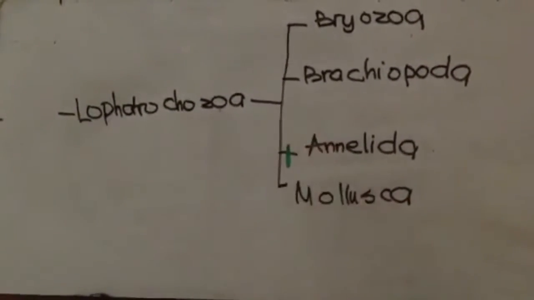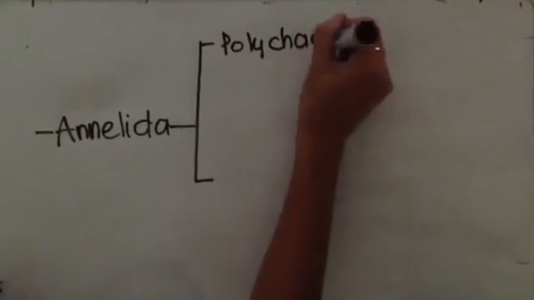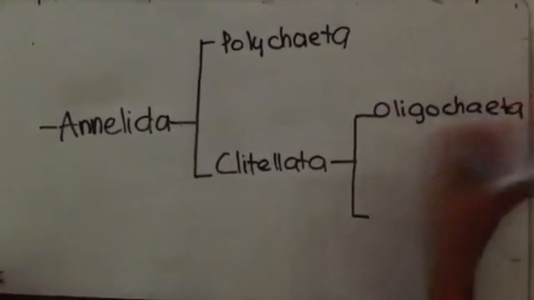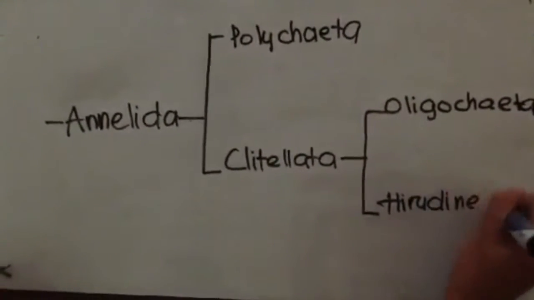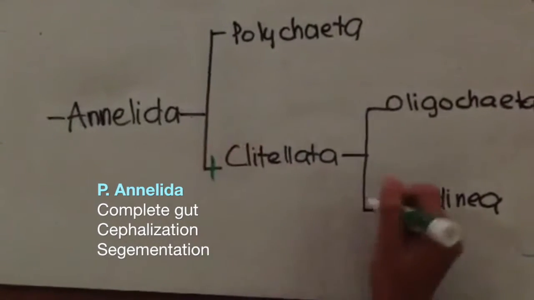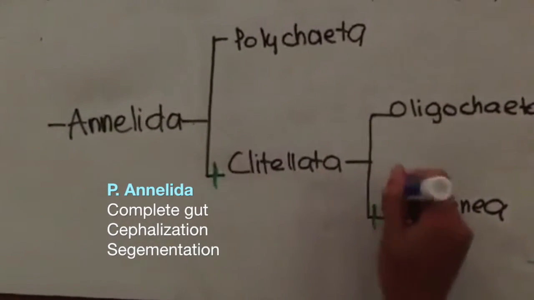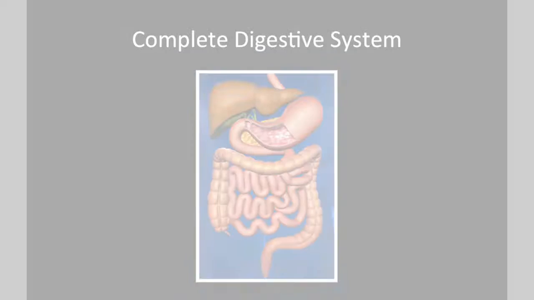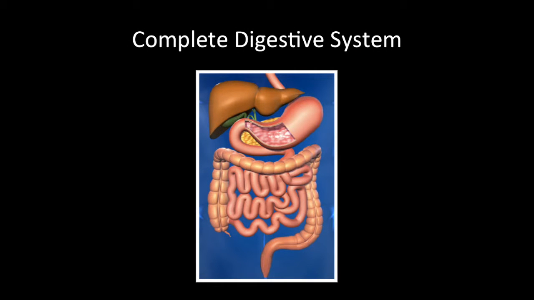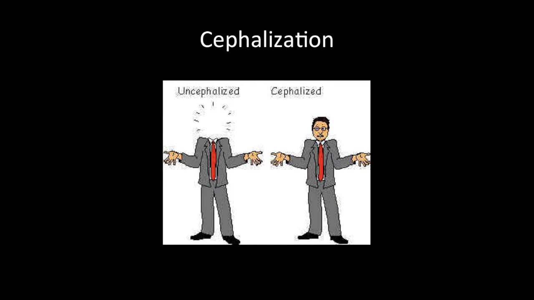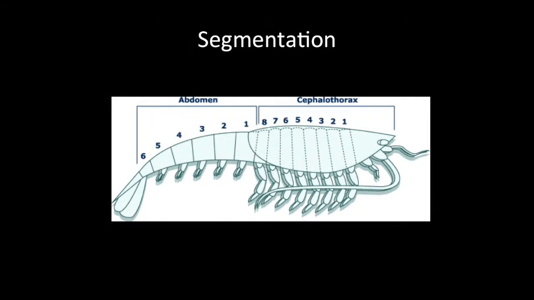The synapomorphies that distinguish Phylum Annelida are the complete gut, cephalization, and segmentation. The accumulation of these synapomorphies leads us to the class Hirudinea, which are leeches. A complete digestive system entails that the organism undergoes chemical reactions within their bodies to digest food. Cephalization means that the organism has a head region where all the senses are centralized. Segmentation is repetition of identical segments, including internal and external organs.